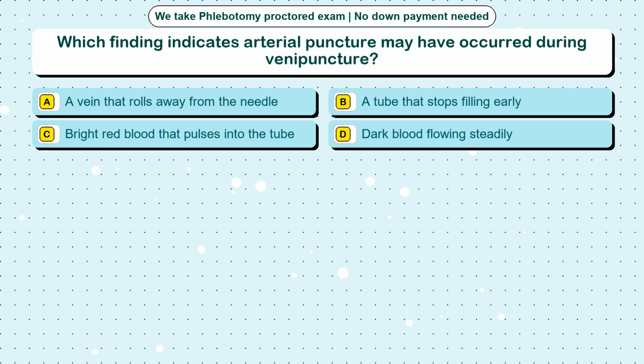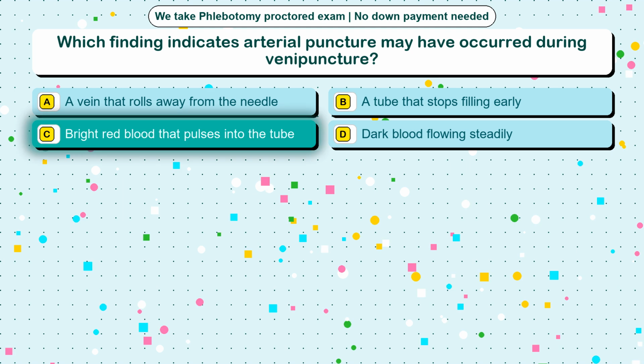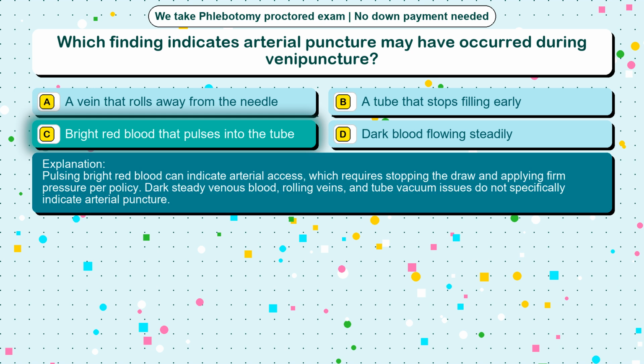Question 13. Which finding indicates arterial puncture may have occurred during venipuncture? Option A, a vein that rolls away from the needle. Option B, a tube that stops filling early. Option C, bright red blood that pulses into the tube. Option D, dark blood flowing steadily. The correct answer is option C, bright red blood that pulses into the tube. Pulsing bright red blood can indicate arterial access, which requires stopping the draw and applying firm pressure per policy. Dark steady venous blood, rolling veins, and tube vacuum issues do not specifically indicate arterial puncture.